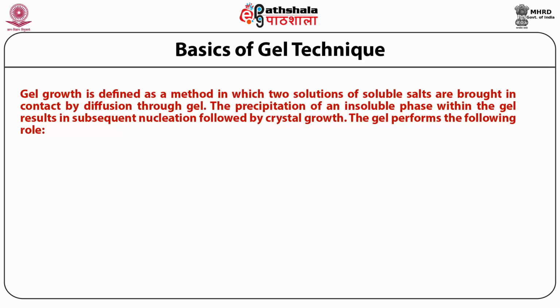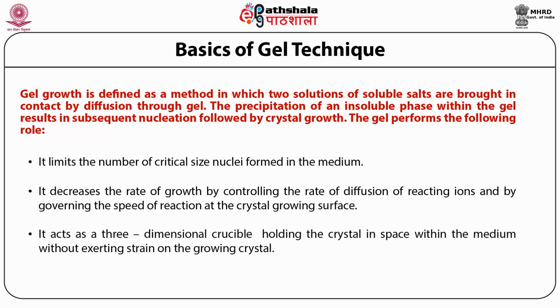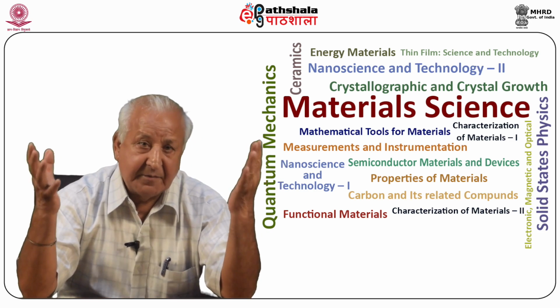The gel performs the following role. Number 1. It limits the number of critical size nuclei formed in the medium. Number 2. It decreases the rate of growth by controlling the rate of diffusion of reacting ions and by governing the speed of reaction at the crystal growing surface. Number 3. It acts as a three-dimensional crucible, holding the crystal in space within the medium without exerting strain on the growing crystal.